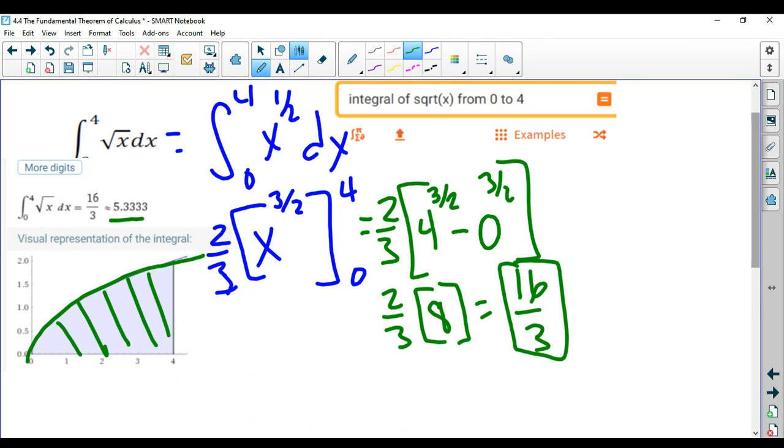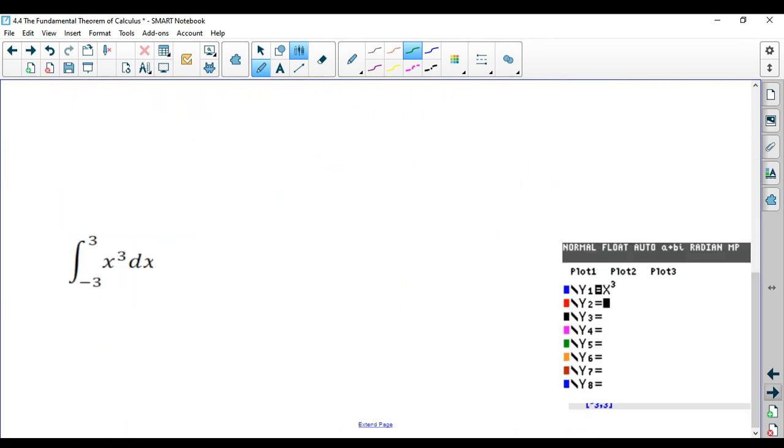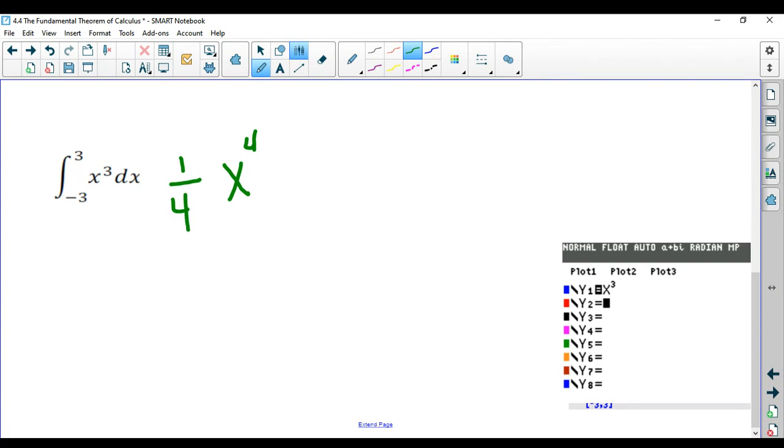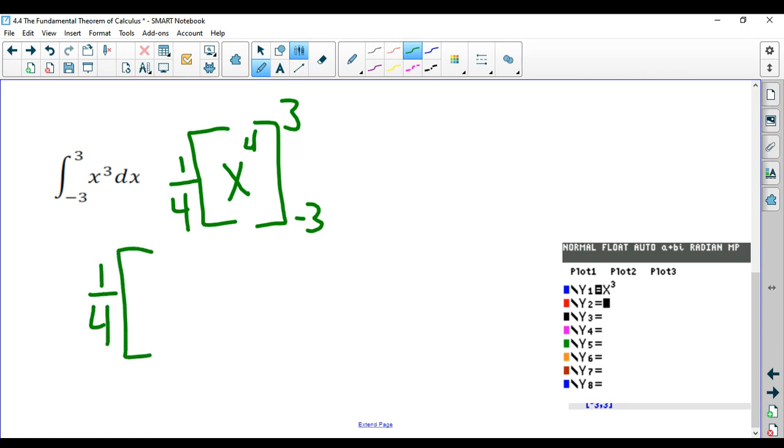Next example is the definite integral from -3 to 3 of x cubed. So this is ready to go. We don't have to rewrite it. The antiderivative of x to the third is x to the 4th times 1/4. And then we're going to evaluate that from -3 to +3. So we have 1/4 times 3 to the 4th minus -3 to the 4th.